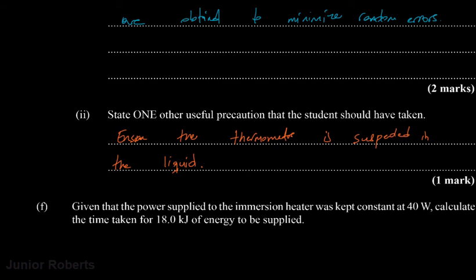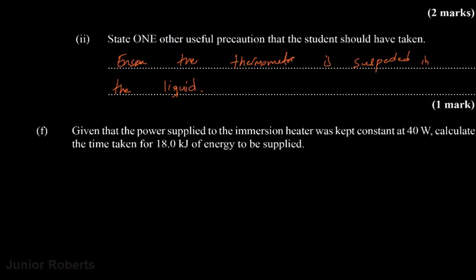And it says here that given that the power supplied to the immersion heater was kept constant at 40 watt, calculate the time taken for 18 kilojoules of energy to be supplied. So for this, we're going to consider the equation where power is equal to energy over time. So the power in watts is equal to the energy in joules divided by the time in seconds. Now in this case, I want us to find time, so we can simply transpose and make time our subject. Whenever we do that, we're going to get that time is equal to energy divided by the power.